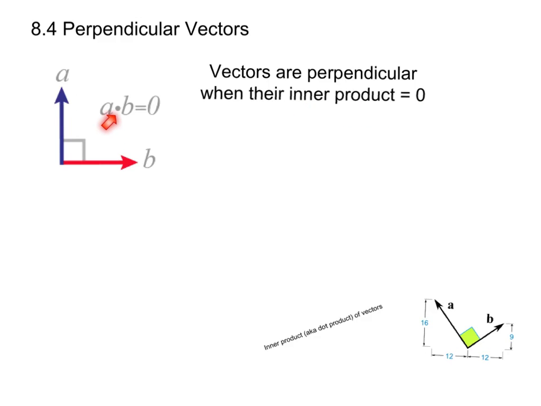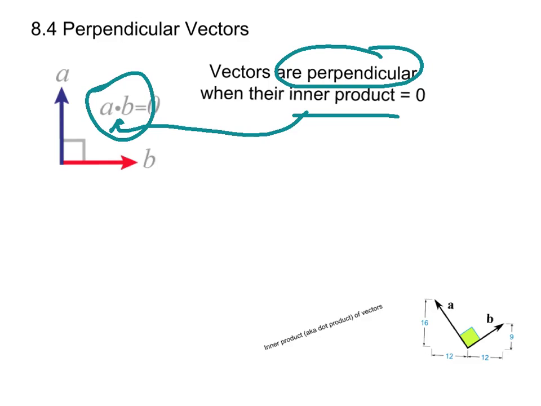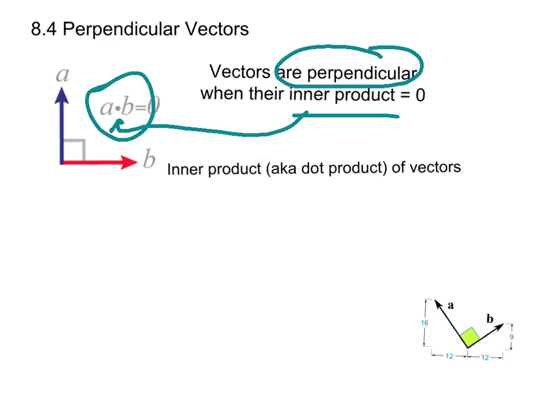So this is the notation for the inner product. And when it equals 0, vectors are perpendicular. It conveniently goes by another name as well. You'll also hear it called the dot product. And since it looks like a dot, that's pretty easy to remember. Inner product or dot product, they're synonymous.